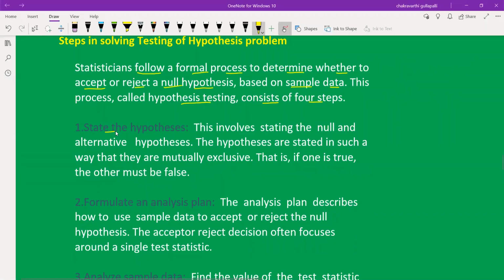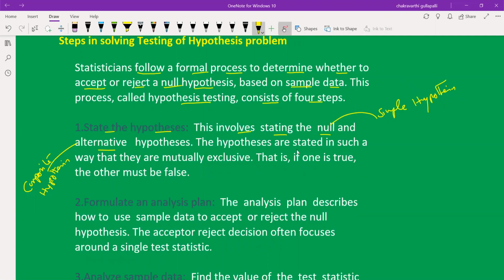First step, state the hypothesis. This involves stating the null and alternative hypothesis. Most of the null hypotheses are simple hypotheses in our studies. Simple hypothesis. The alternative hypothesis in most cases is a composite hypothesis. These two are very, very important.